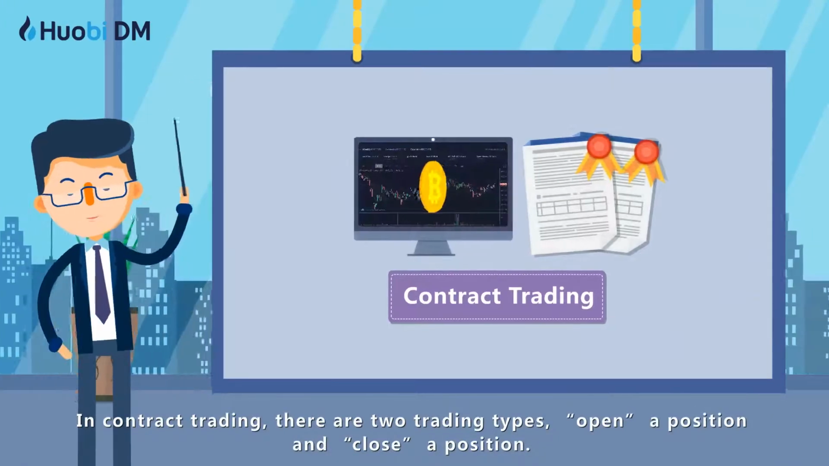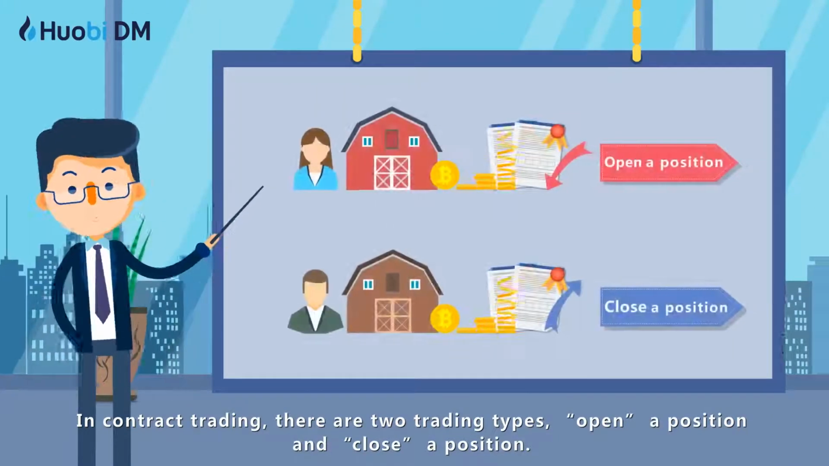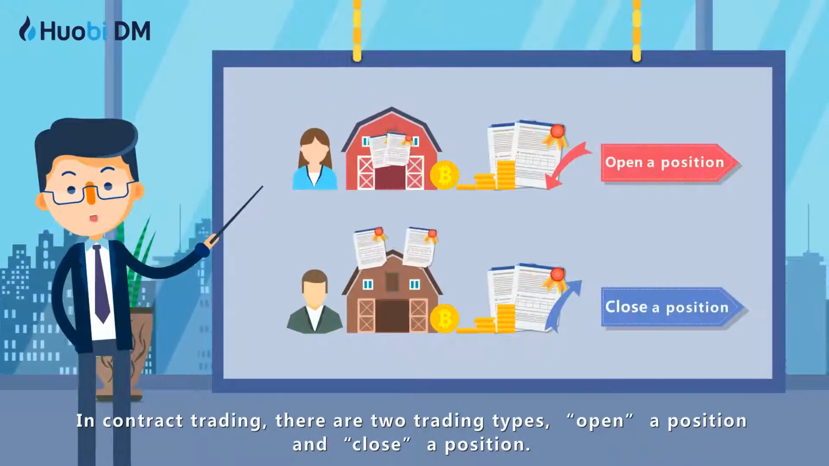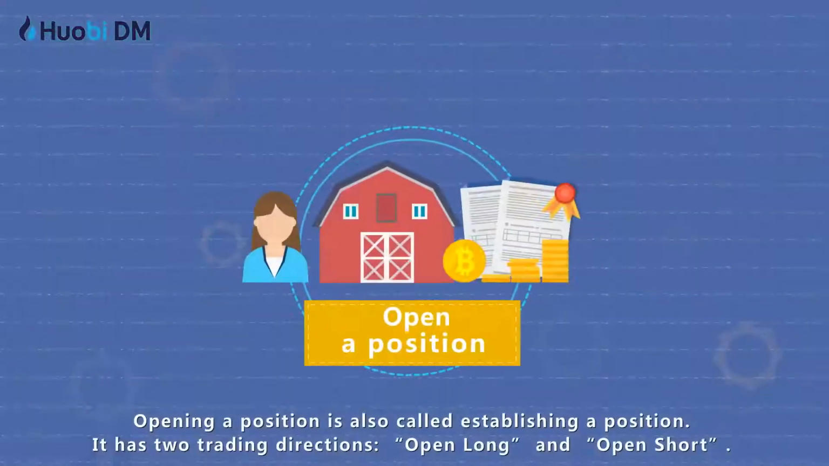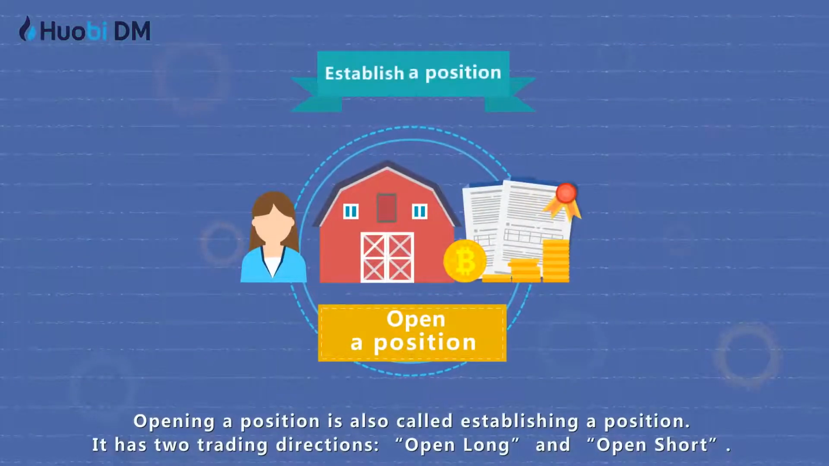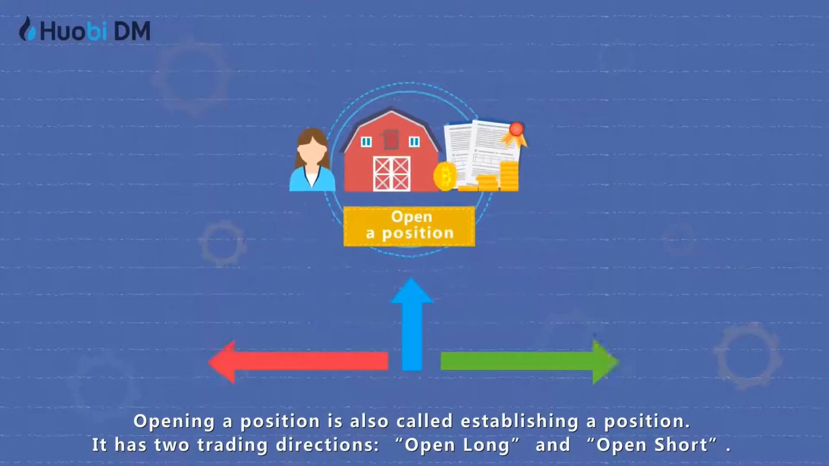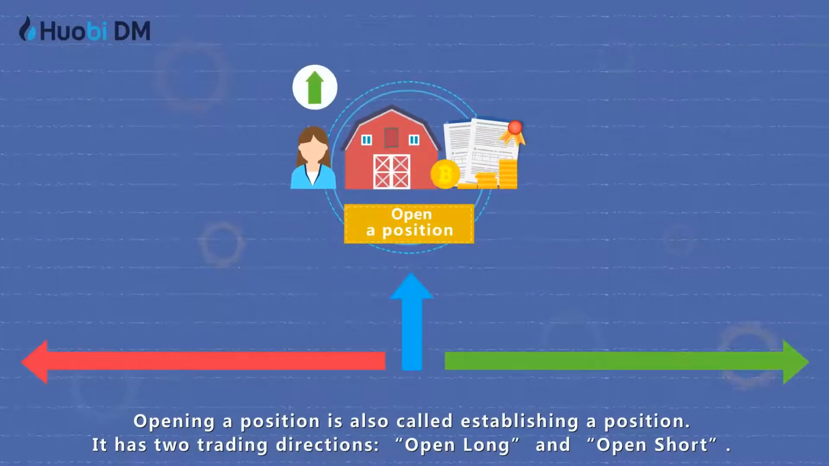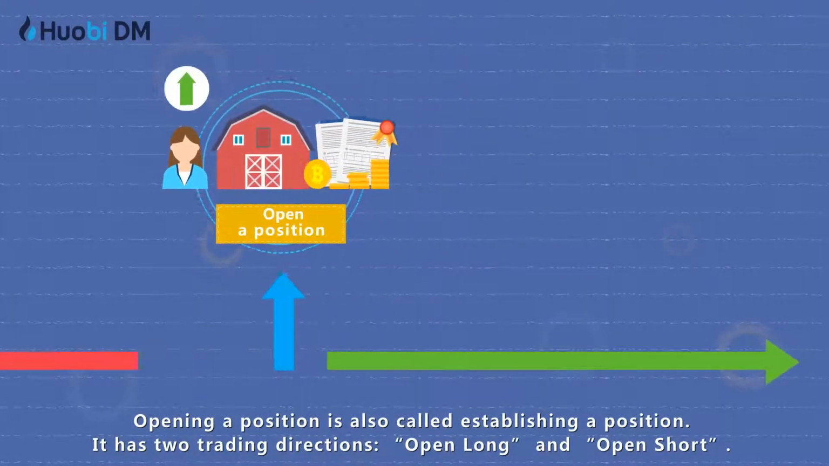In contract trading, there are two trading types: open a position and close a position. Opening a position is also called establishing a position. It has two trading directions: open long and open short.